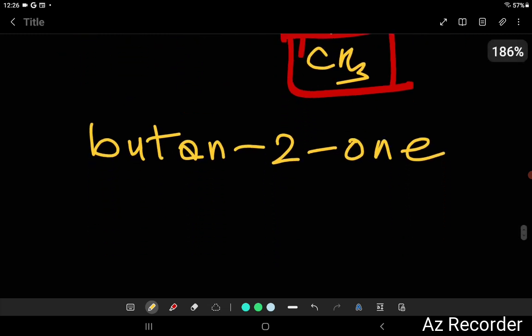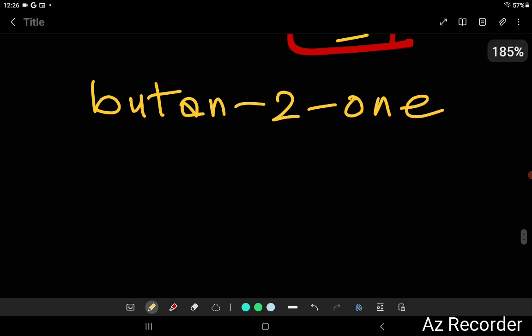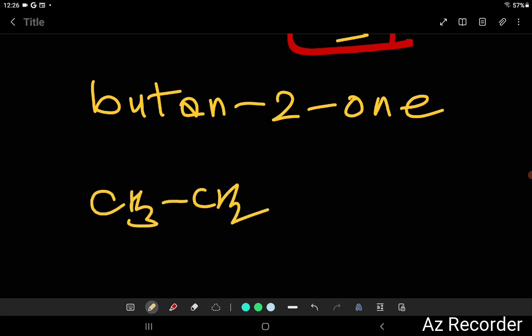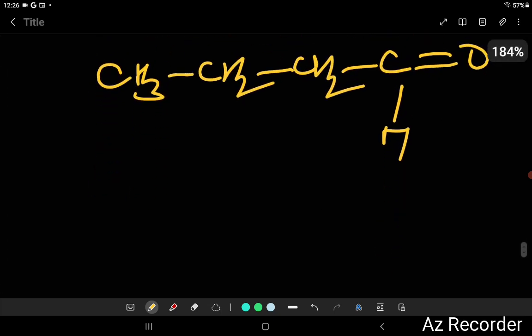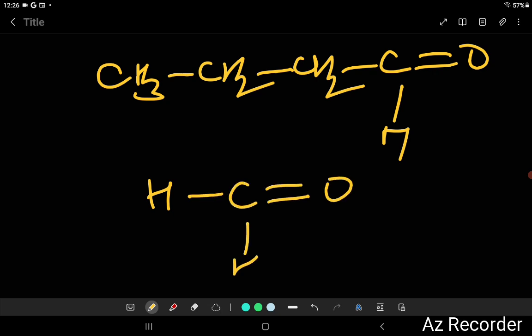So now your question, you have to write in the comments as the answer. What is this? CH3 CH2 CH2 C double bond O single bond H. Either it is aldehyde or ketone. And another: H single bond C double bond O single bond H. And you have to write the IUPAC names of these 2 compounds in your comment section.